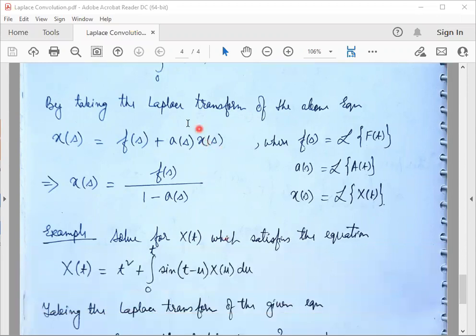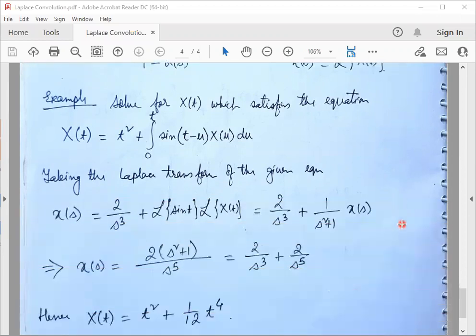Now we bring X towards the left hand side. So we have 1 minus A times X. And we divide both sides by 1 minus A, we get X equal to f of s by 1 minus A of s. Okay, so as an example, solve for x of t which satisfies this equation. This is nothing but the convolution of sine and x.